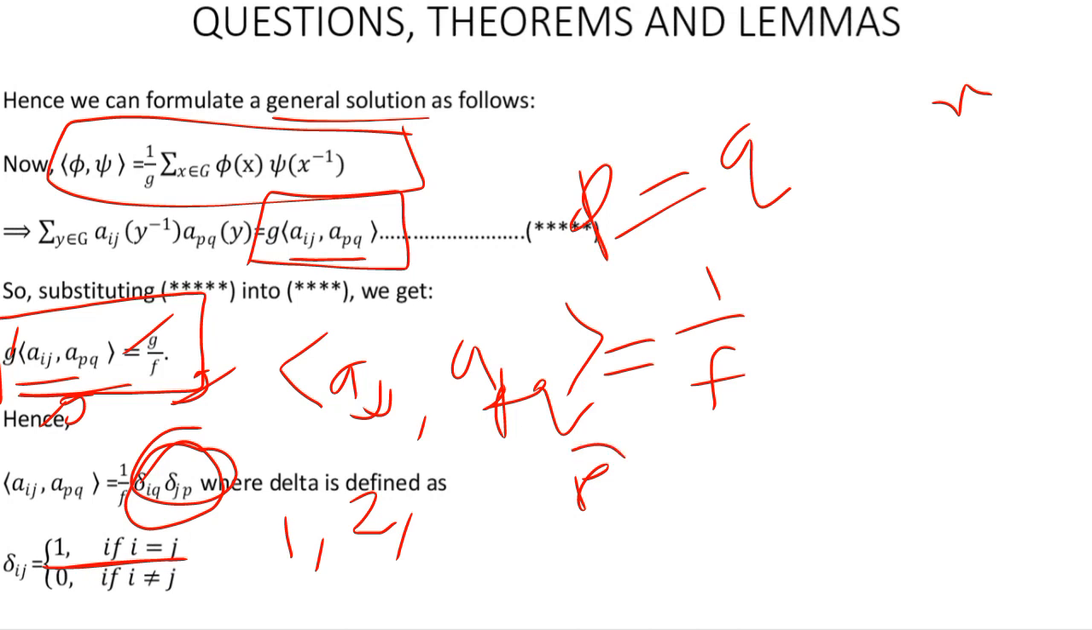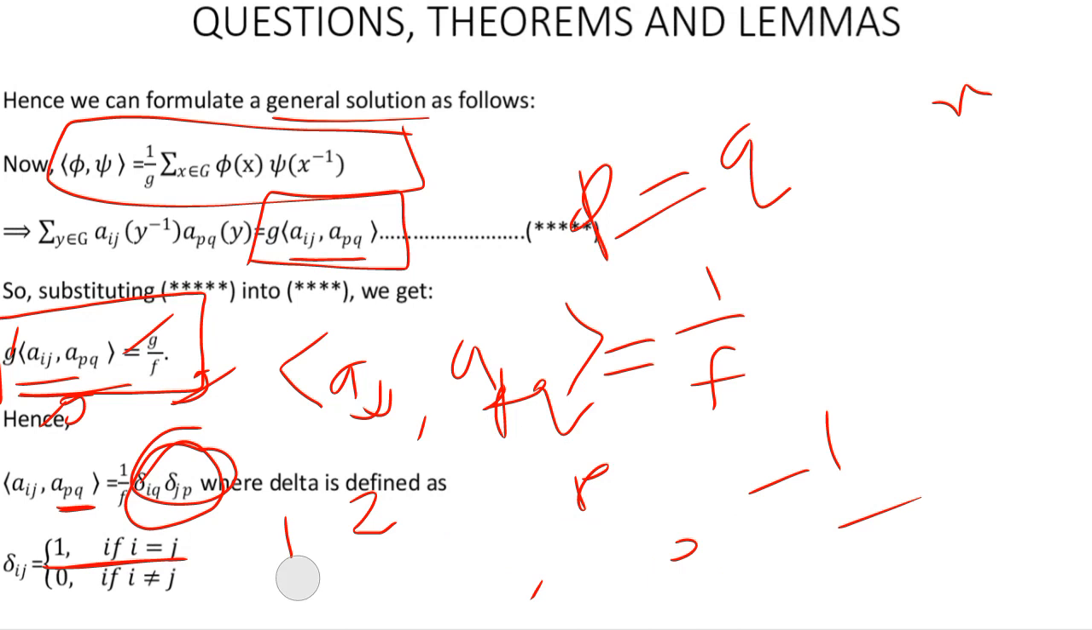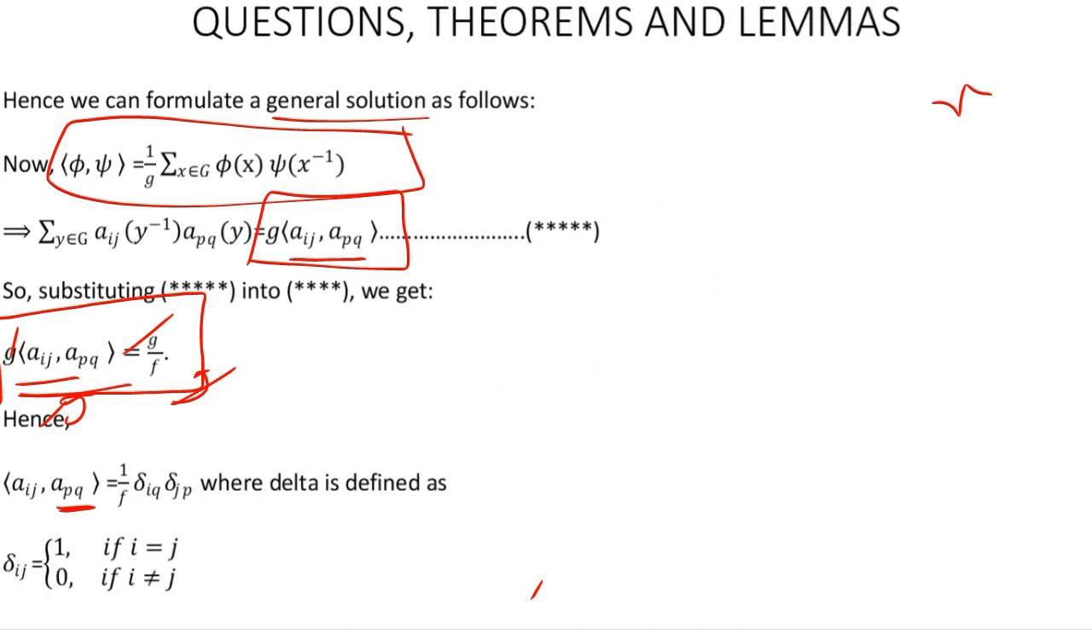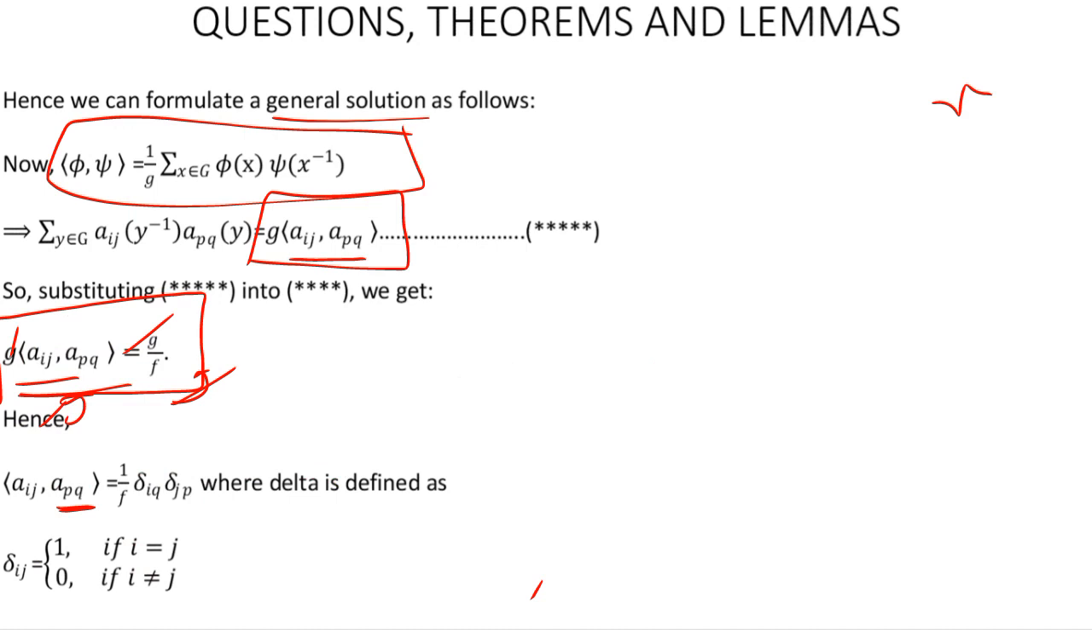So at this point, when I get to p, this equation here will become a_pp, a_pp, and then this will give me 1 over q, sorry, 1 over f. Because once they become equal, our delta symbol allows us to make it 1 when they're equal. And if they are not equal, what happens? We'll get 0. And it will satisfy this equation right here. So that's a general equation, and that completes our proof.